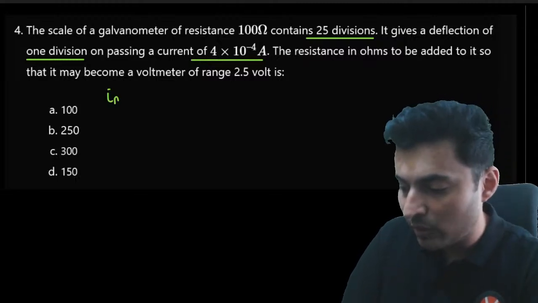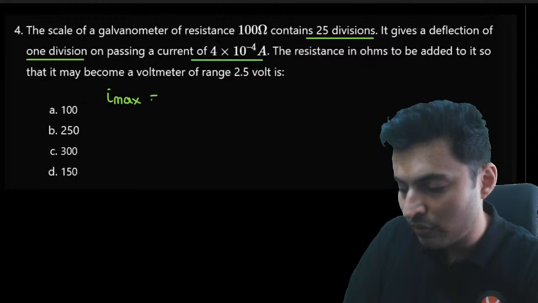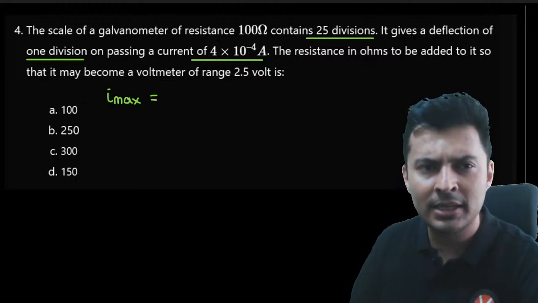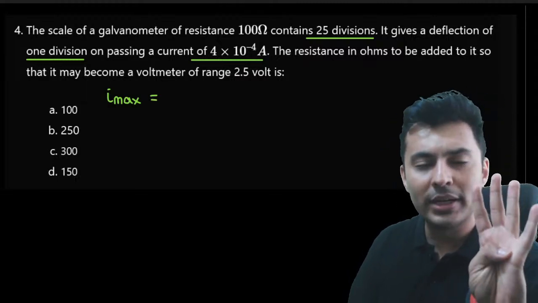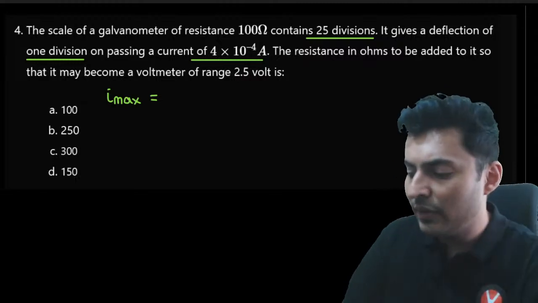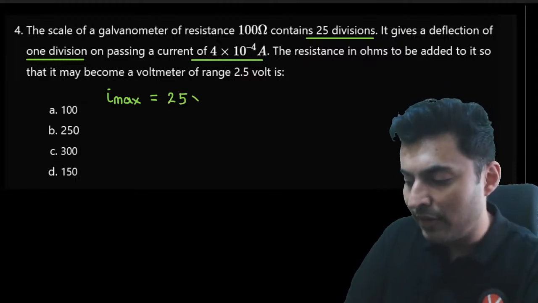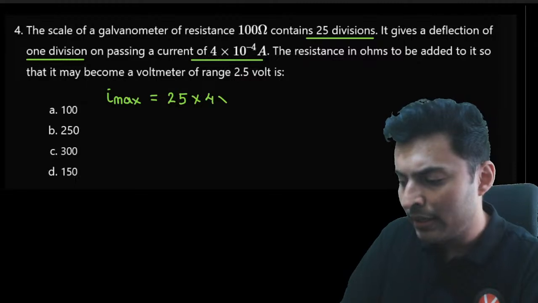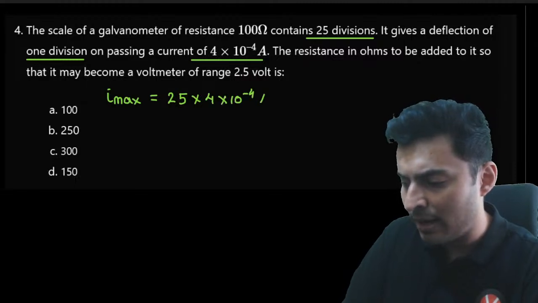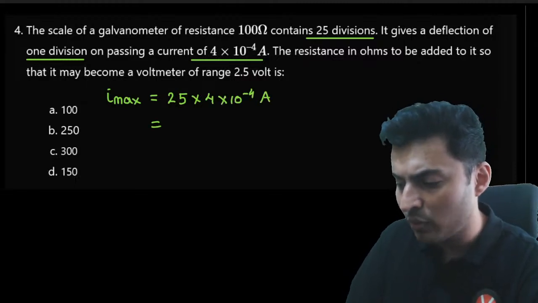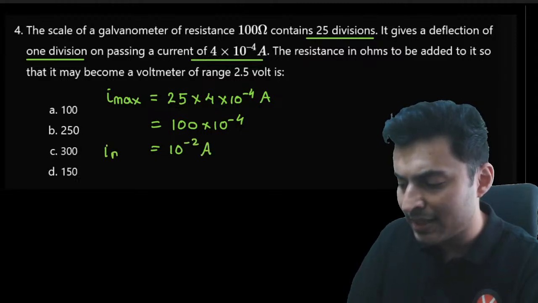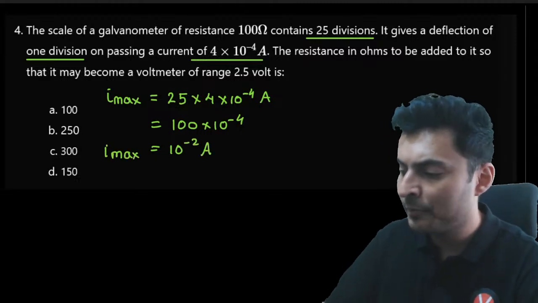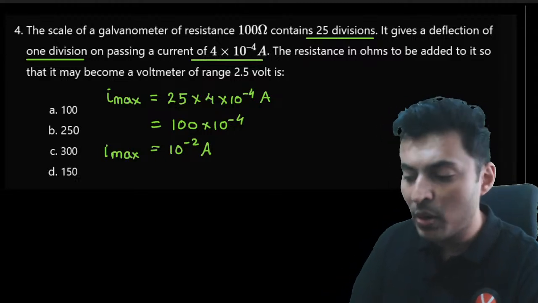So first of all, find out I max. What is the maximum current? If one division can give you 4 into 10 to the power minus 4, 25 divisions will give you 25 into 4 into 10 to the power minus 4 amperes. 25 4s are 100, so 100 into 10 to the power minus 4 amperes. So that will make it 10 to the power minus 2 amperes, the maximum current which can flow through it.